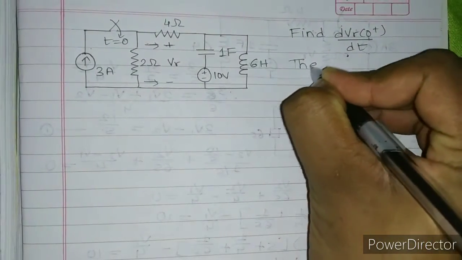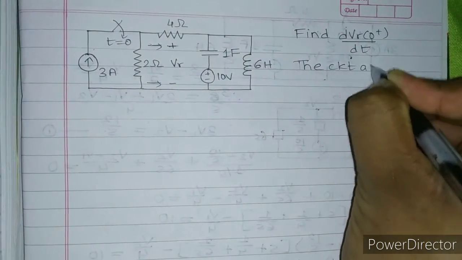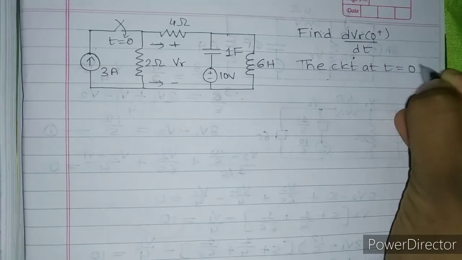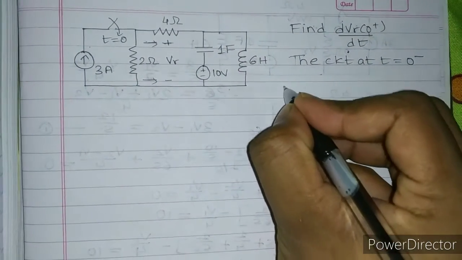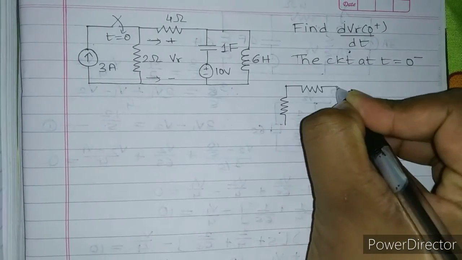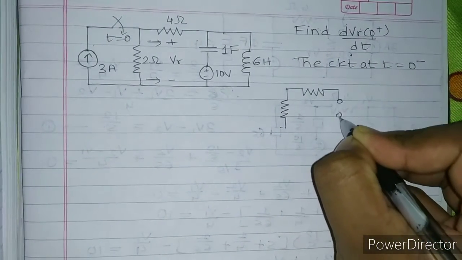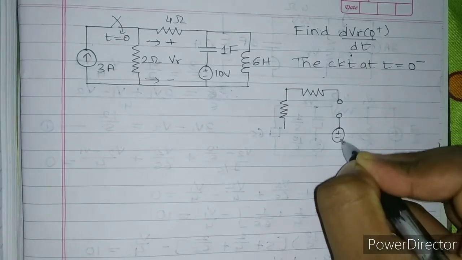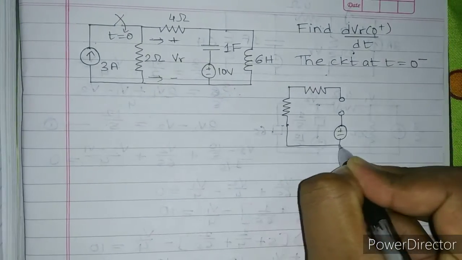First of all, we'll draw the circuit at t is equal to 0 minus. It will consist of the 2 ohm resistor, the 4 ohm resistor, the capacitor will act as an open circuit, the 10 volt source, and the inductor will act as a short circuit.